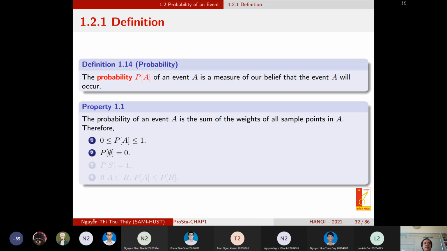The probability of an empty set, or the impossible event, must be 0, and the probability of the sample space must be 1. The order property of probability says that if event A is included in event B, then the probability of A must be less than or equal to the probability of B. Or you can say if A is a subset of B, then P(A) is less than or equal to P(B).